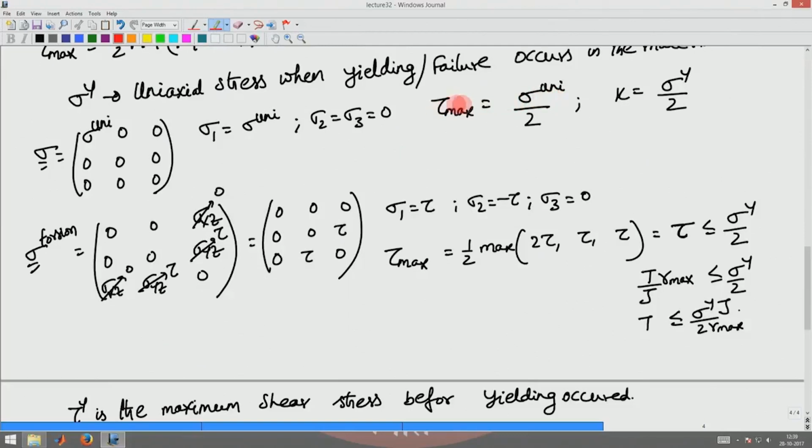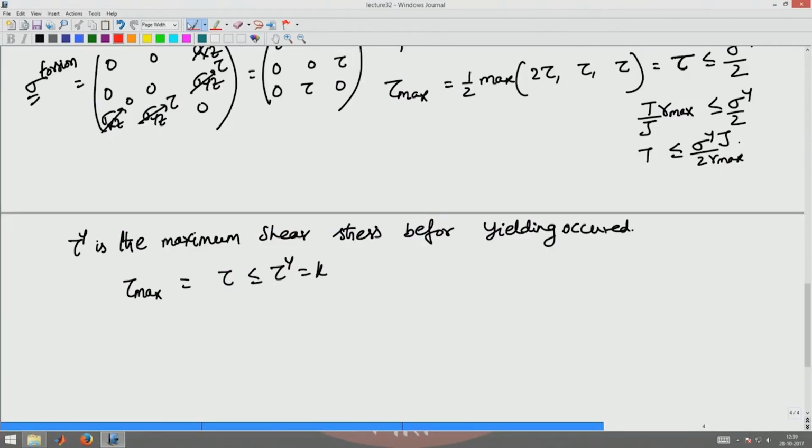Tau max for uniaxial state of stress is this. This should be limited to tau y now. So, basically if I use this to predict the uniaxial state of stress that is possible, tau max for uniaxial state of stress, sigma uni by 2, must be lesser than or equal to tau y. In other words, this implies sigma uniaxial stress must be lesser than or equal to 2 times tau y.